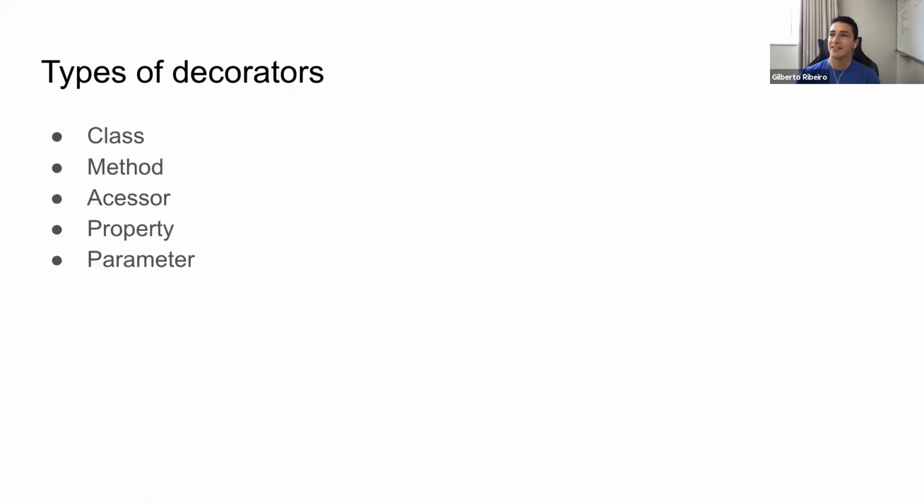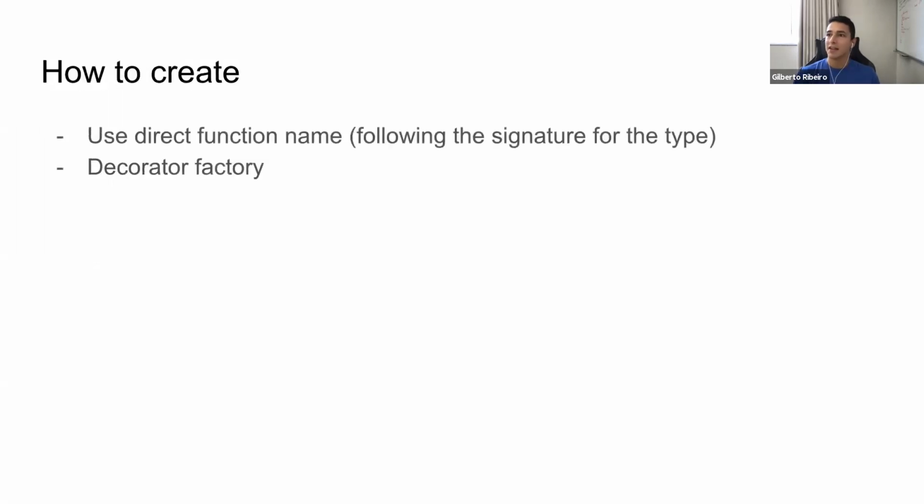First, we have some basic types of decorators: class, method, accessors, properties, and parameters. Each of these is applied to classes, so you can have the metadata for the classes and use it as you wish. For this presentation, I'm going to show some examples of class, method, and property decorators, and how to create them.